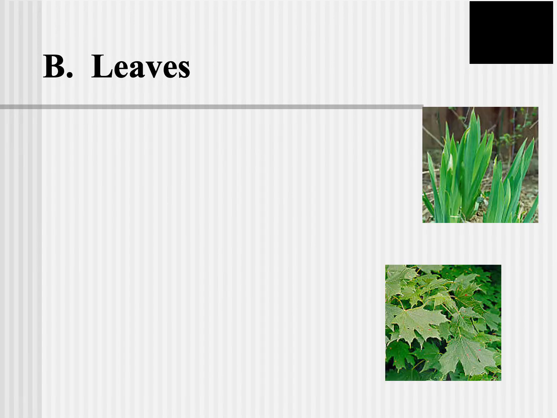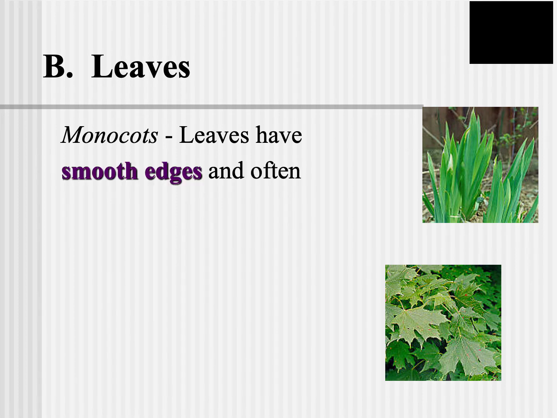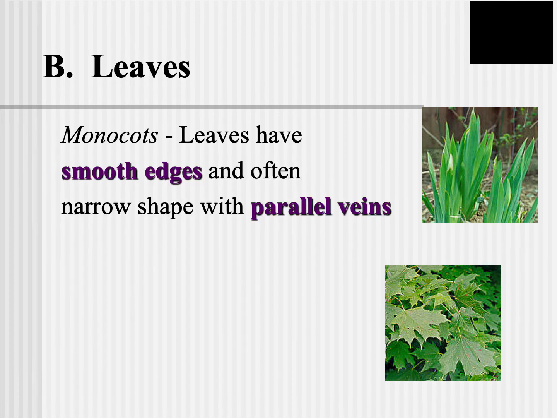The leaves of the monocots are smooth, and they often are narrow. And what I mean by parallel veins is that when you take a look at the veins on the plant, you can see all the veins run up and down in the same direction. It means that the veins are all parallel.